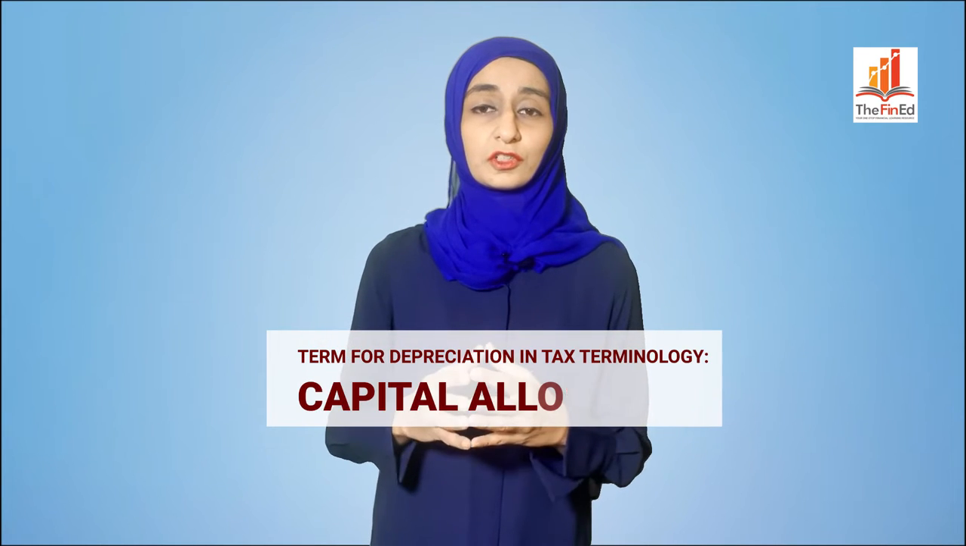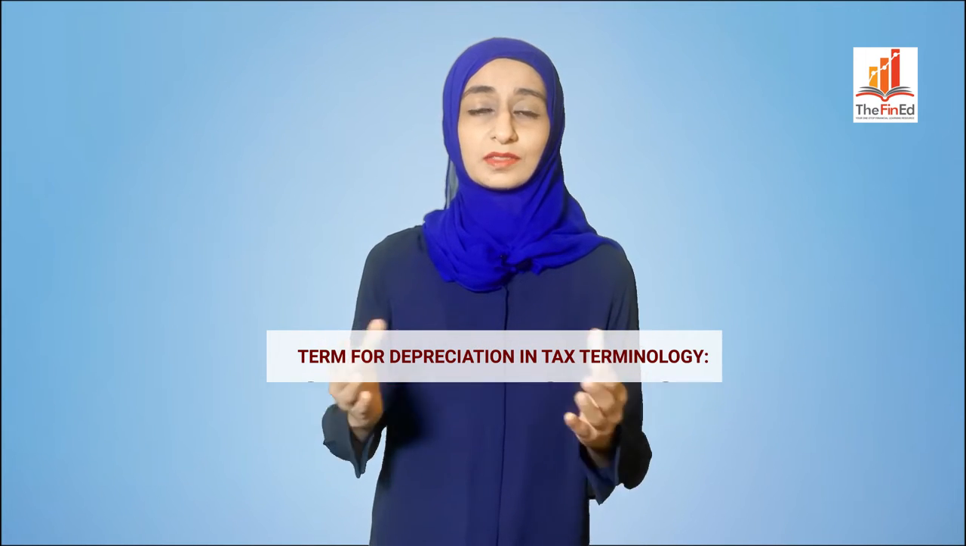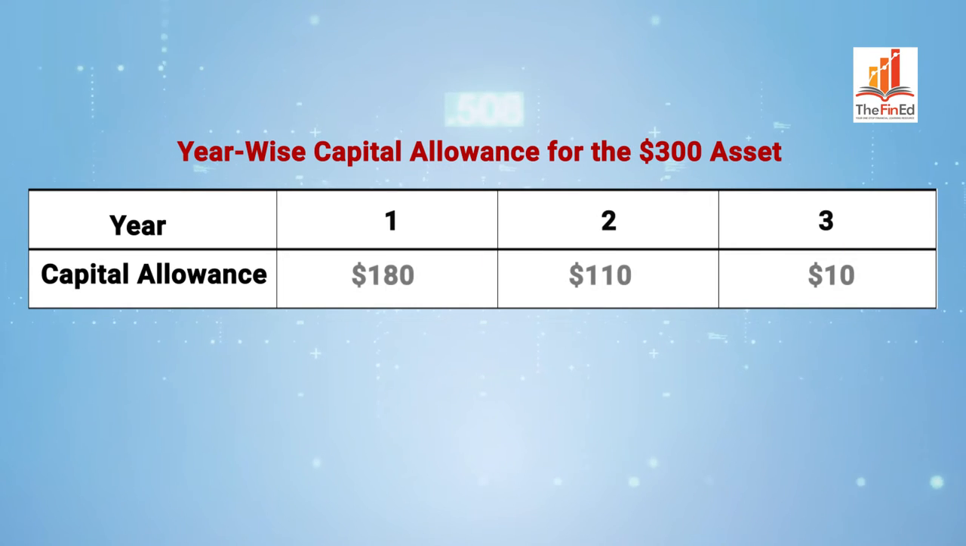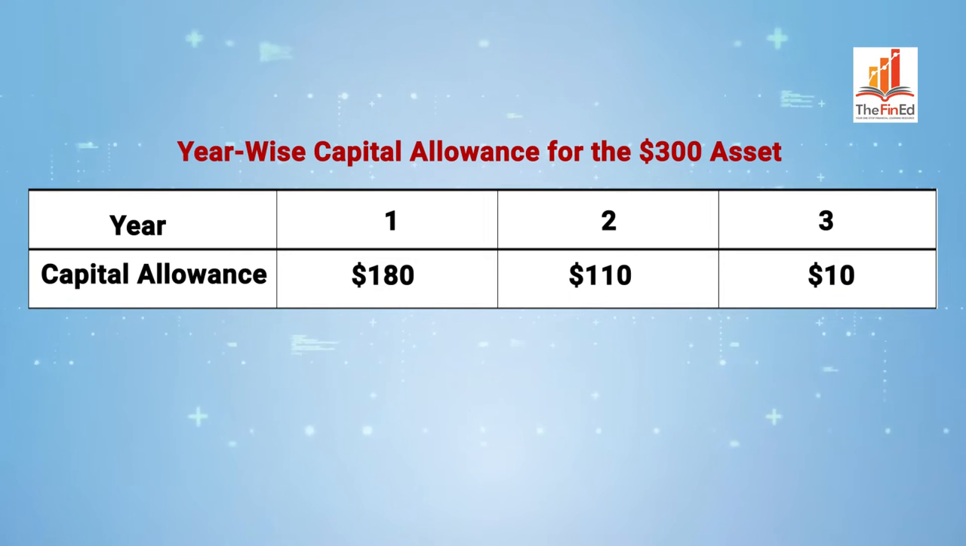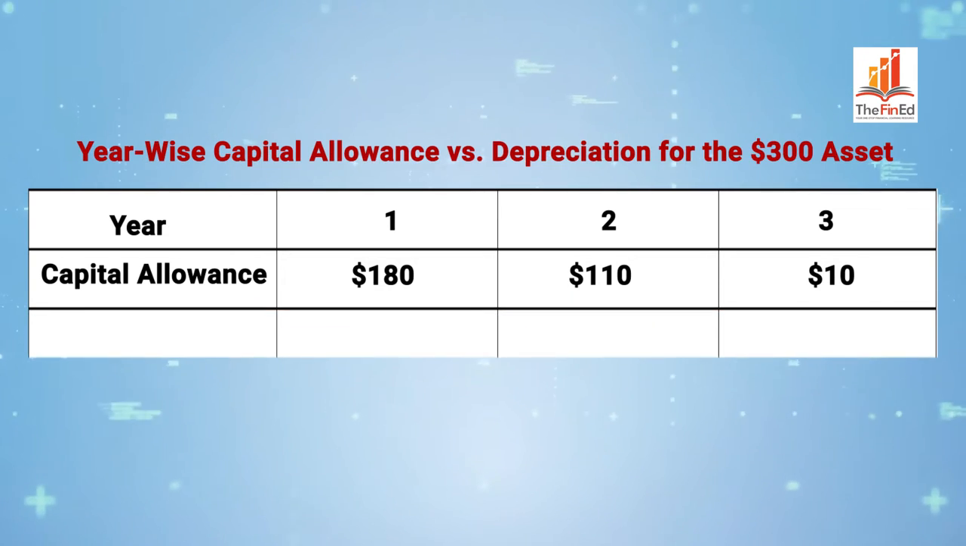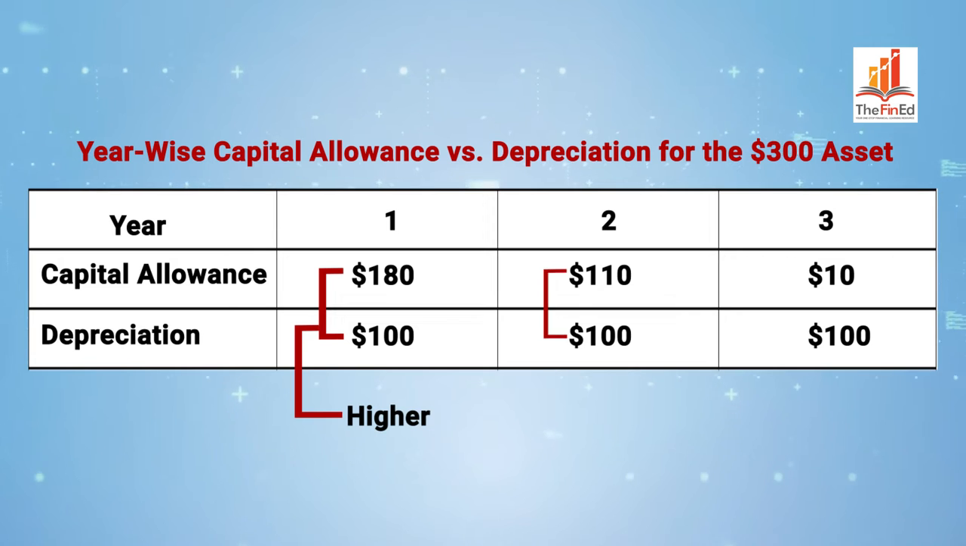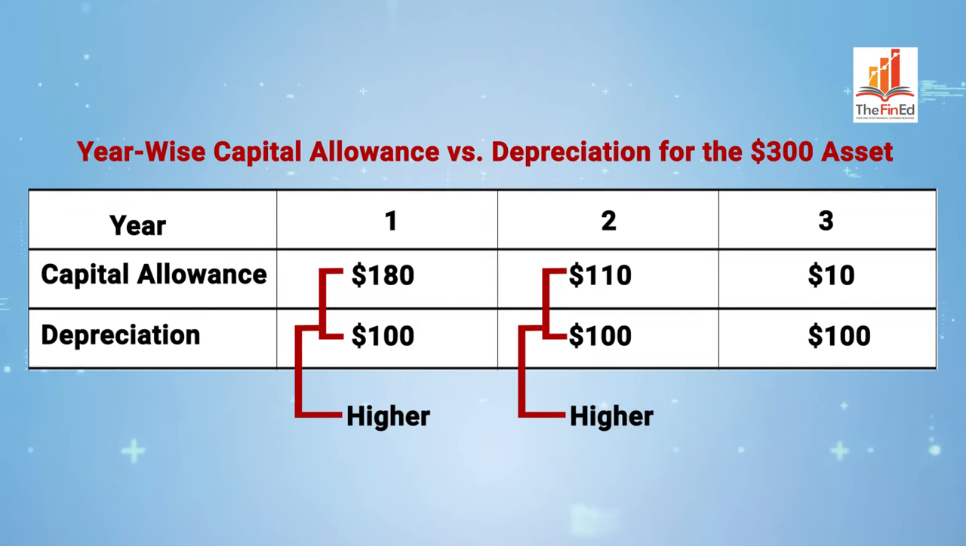Instead, they calculate their own set of charges, which in tax terminology is referred to as capital allowances. The year-wise capital allowance over this 3-year period has been calculated for you all as follows. Now, when you compare these two set of figures, you will immediately notice that the capital allowance is higher than the depreciation charge in the first 2 years.